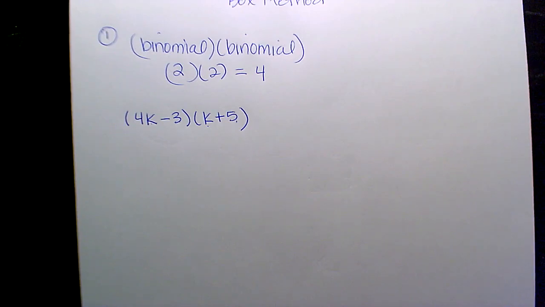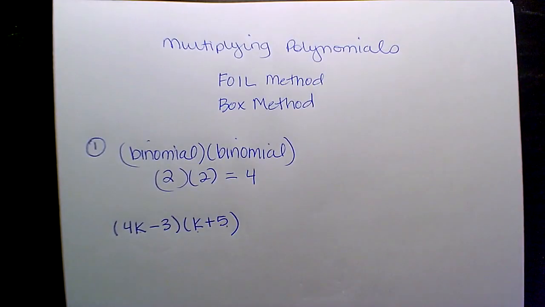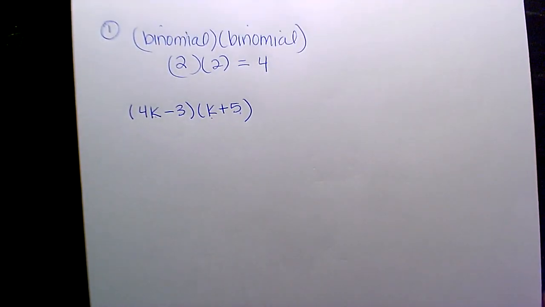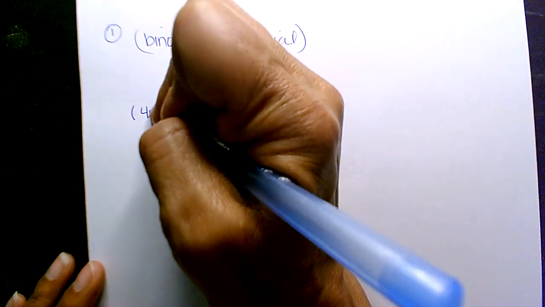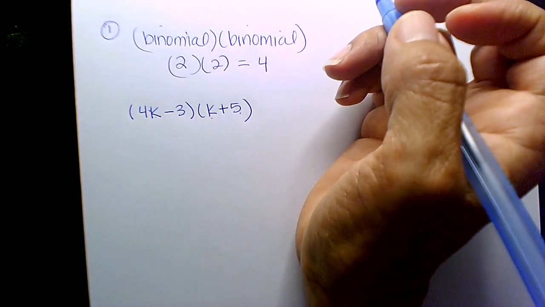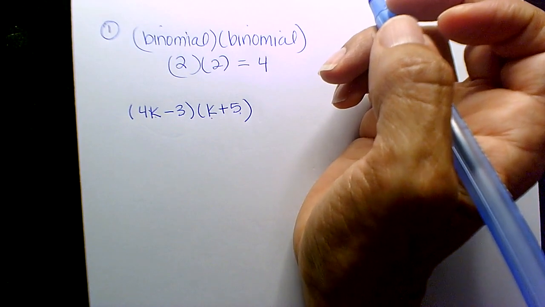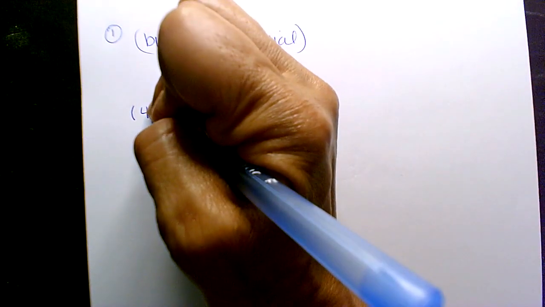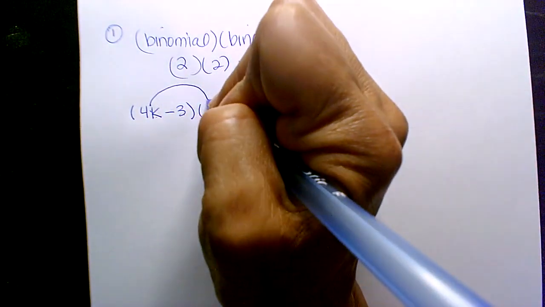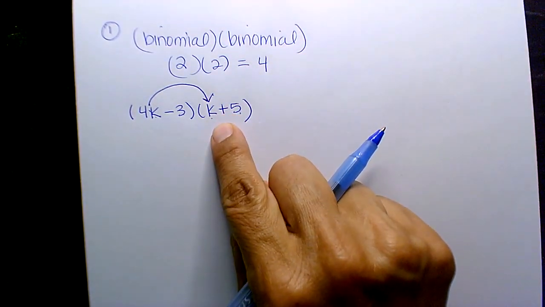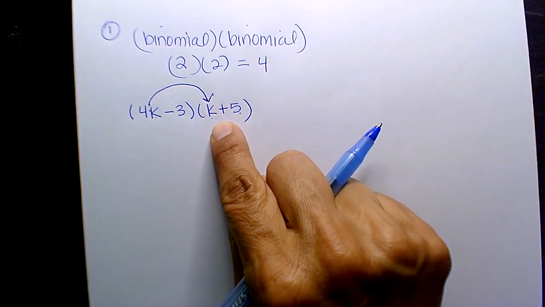So you're going to multiply. So you saw what I showed you in Google where it had the two methods, the FOIL method and the box method. Some kids call them arrows, and that's because it's repetitive multiplication is what you're doing. You're multiplying 4k times the first term in the second binomial.